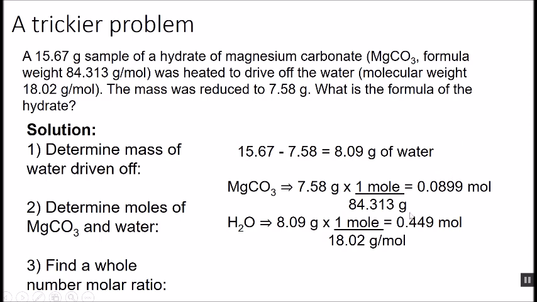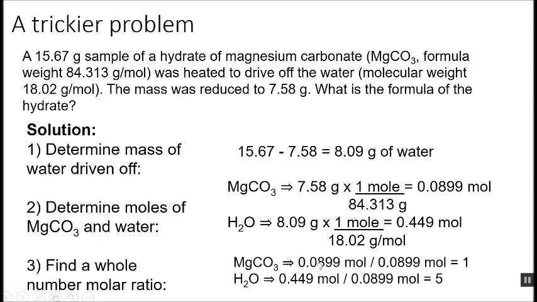So let's get a mole ratio between the 0.449 moles of water and the 0.0899 moles of magnesium carbonate. If we divide the moles of water, 0.449, by the moles of magnesium carbonate, we get 5. And the moles of magnesium carbonate ratioed to itself will of course just be 1. So what does this tell you? It says that for every 1 mole of magnesium carbonate, you had 5 waters. So that means this is magnesium carbonate pentahydrate. That would be the formula for this hydrate.